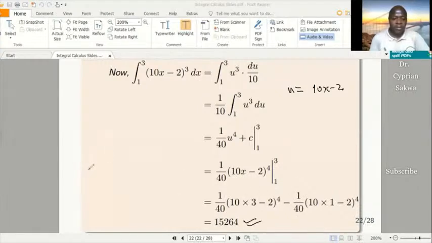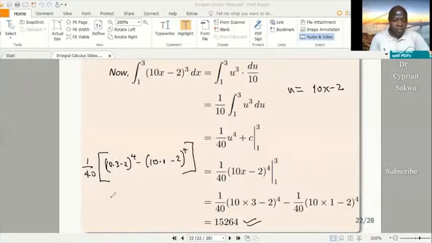Alternatively, instead of expanding that, you just say 1 out of 40. Then open bracket and say 10 times the upper limit, which is 3, then minus 2, raise it to 4, then minus again 10 times the lower limit, which is 1, then minus 2, raise it to 4, then close the bracket. So this is 1 out of 40, 28 raised to 4, and this is 8 raised to 4.